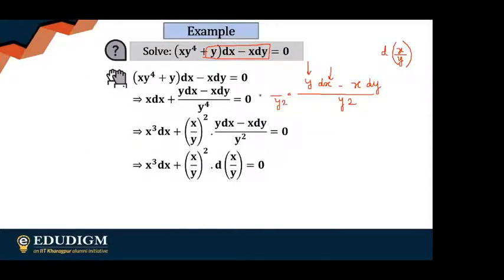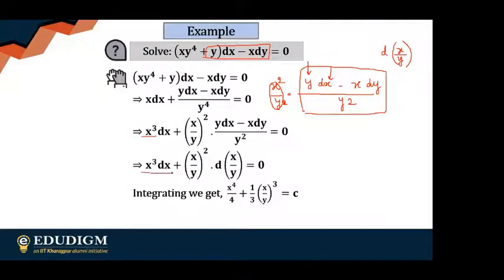Since I'm taking y square here, the numerator cannot be left alone. I again need to express this as a function of x by y, because there's a backup of the derivative of x by y. So that is why I'm taking x square by y square, so that I can write it as x by y whole square. All right. So that's why we have introduced x square here. Now it's looking much better.